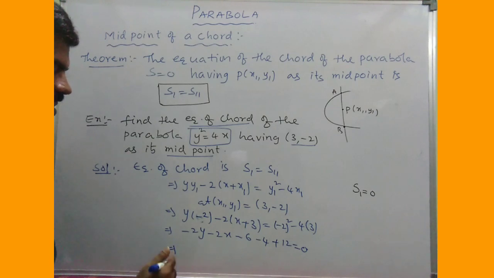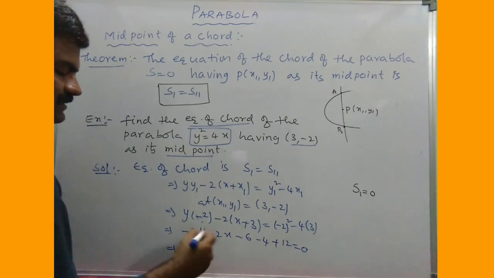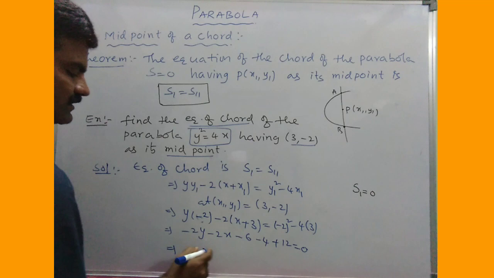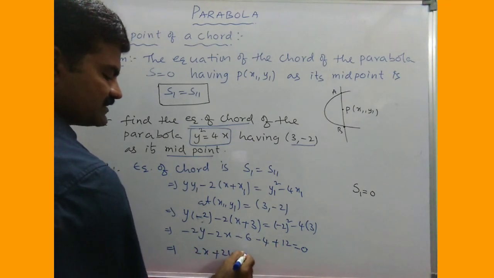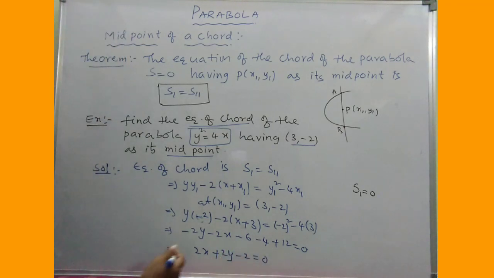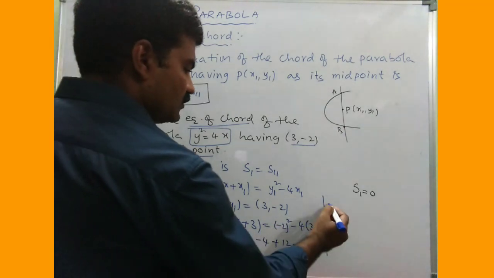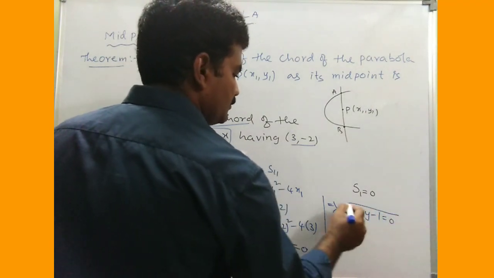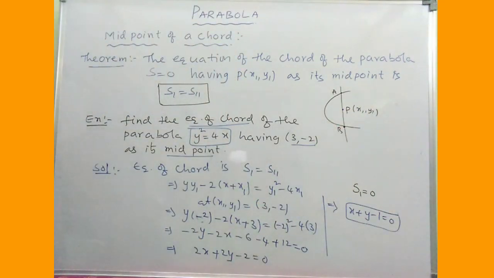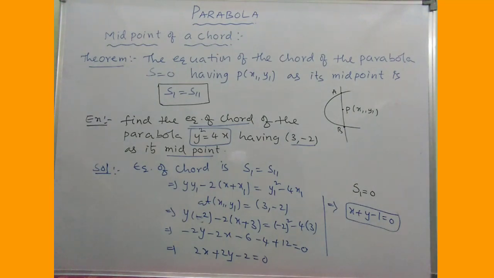So finally, this is 2x. I want to multiply with minus entirely. 2x plus 2y, actually plus 2. After multiplication, minus 2 is equal to 0. Still you can divide by 2 on both sides. Hence the equation of the chord having 3, minus 2 as its midpoint is x plus y minus 1 is equal to 0.